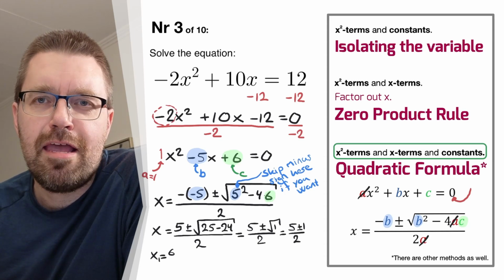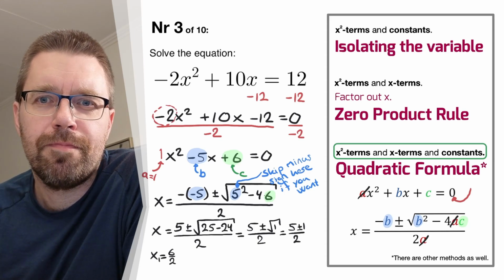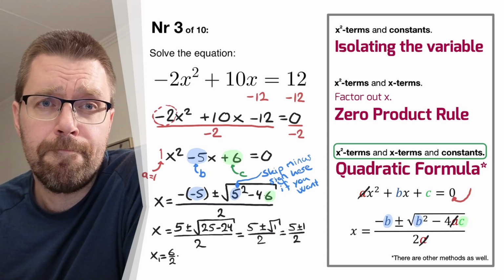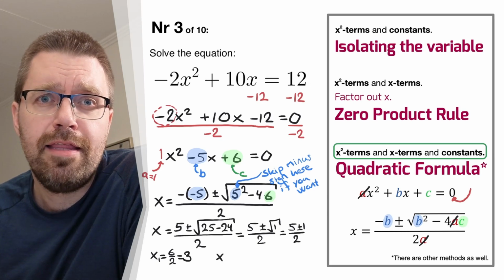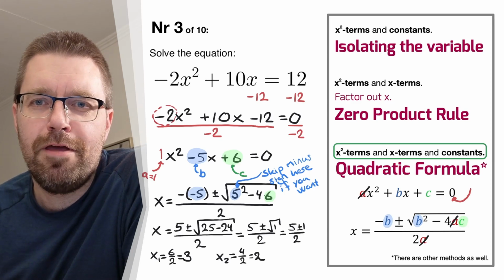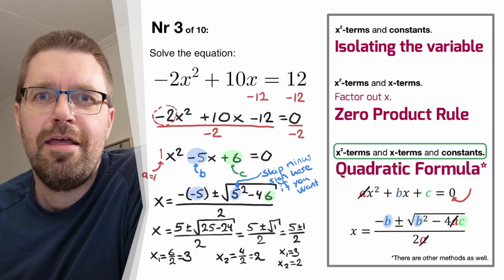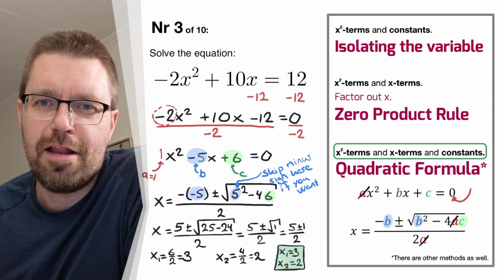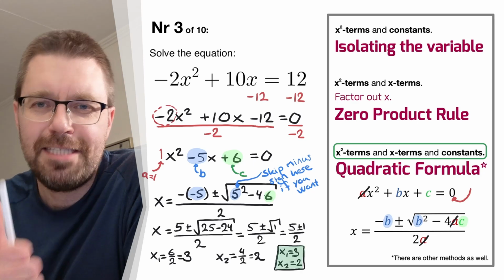x1 equals 6 divided by 2, if you use the plus sign, and then we have 3. And x2 equals 4 divided by 2, if you use the negative sign, and then we have 2. So these are the two solutions.